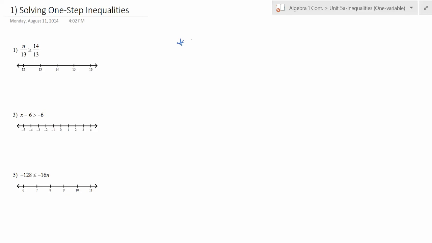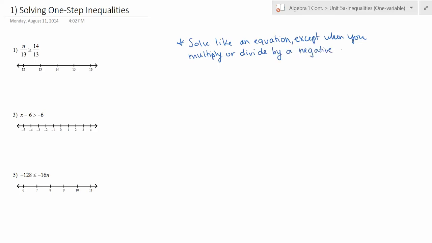So I'm going to write down: solve like an equation, except when you multiply or divide by a negative number, switch the direction of the inequality sign. And I'll show you what that looks like down in number 5.